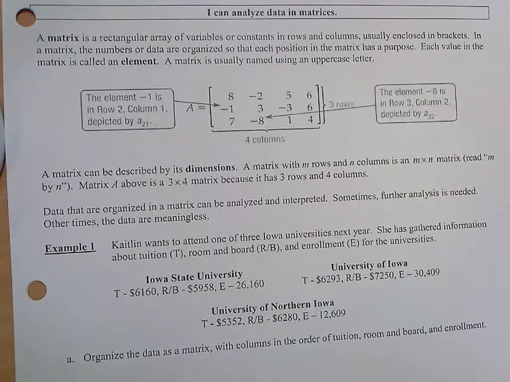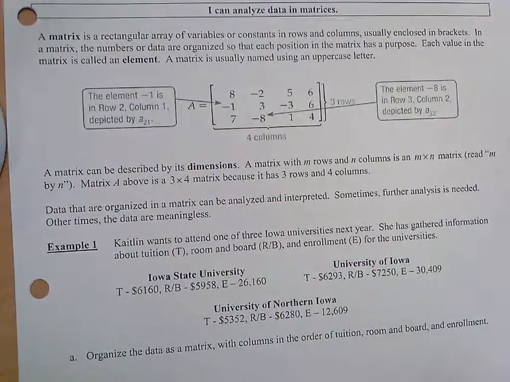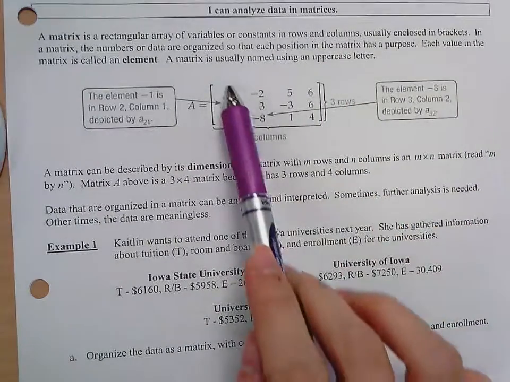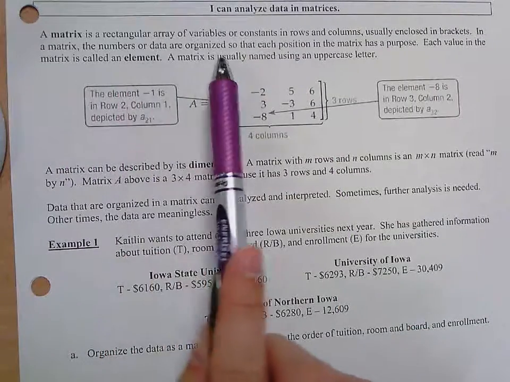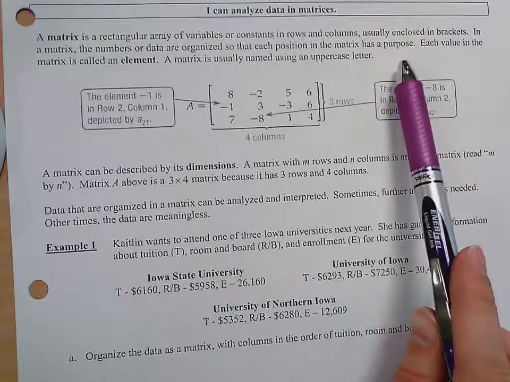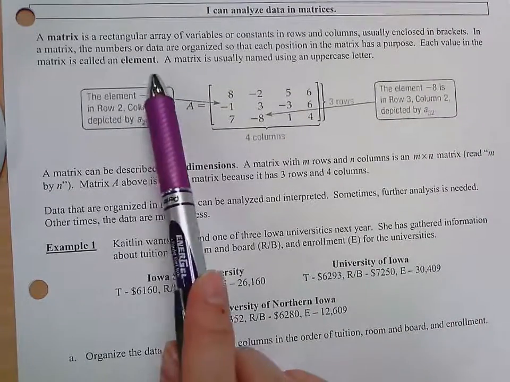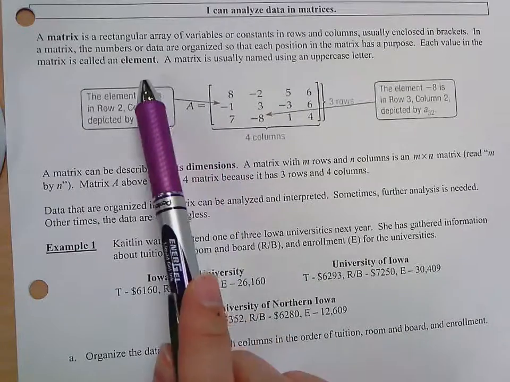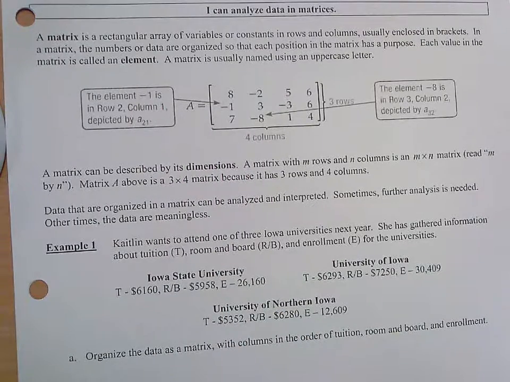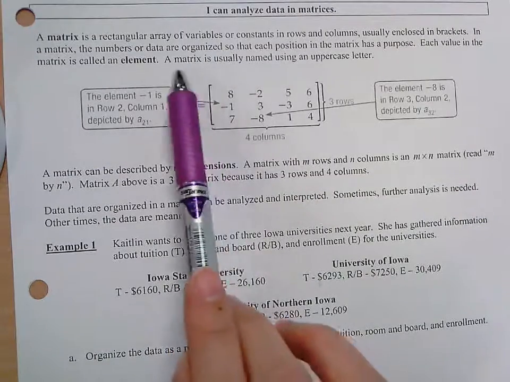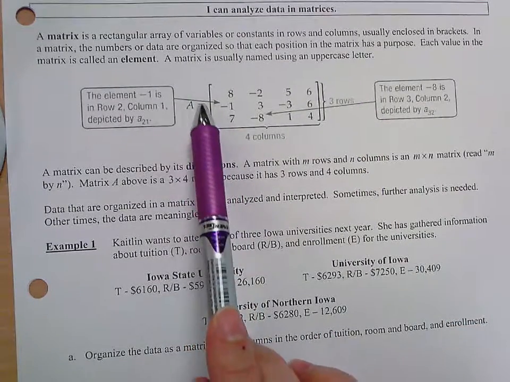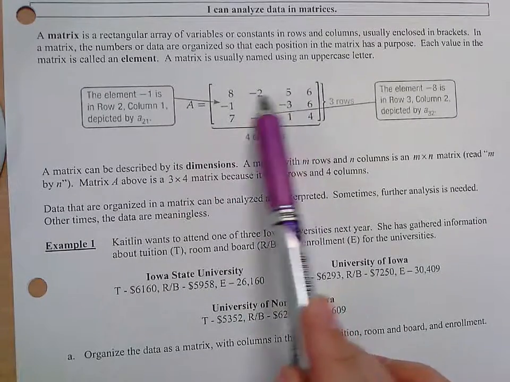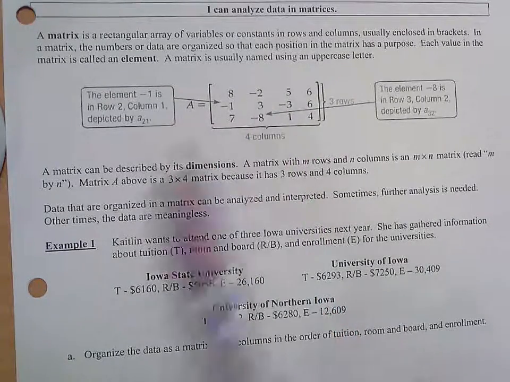Okay. So a matrix is a rectangular array of variables or constants in rows and columns. Usually it's enclosed in brackets. In a matrix, the numbers or data are organized so that each position in the matrix has a purpose. Each value in the matrix is called an element. So if you see that terminology, like the element in row 1, column 1, element is just whatever is there, whether it's a number, variable, expression. And it is usually named using an uppercase letter. So you can see this matrix, they're calling matrix capital A, and it has these 12 values in it.